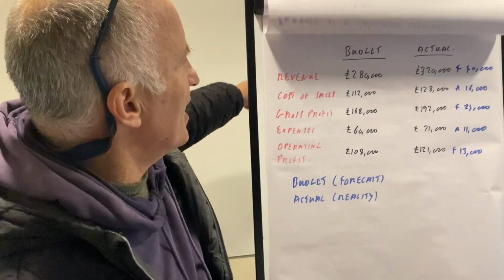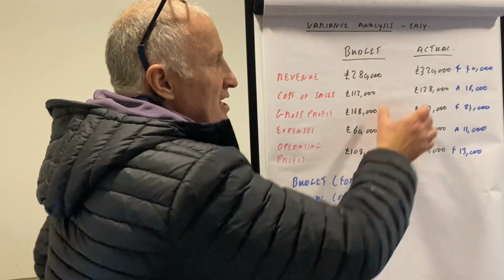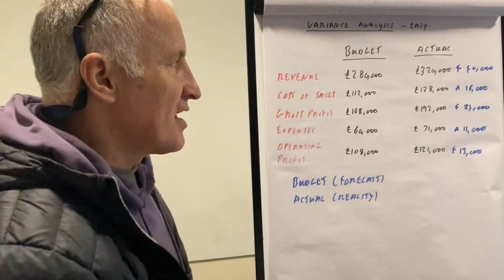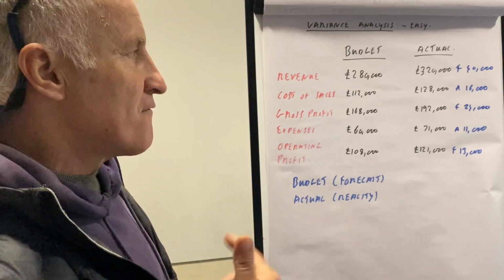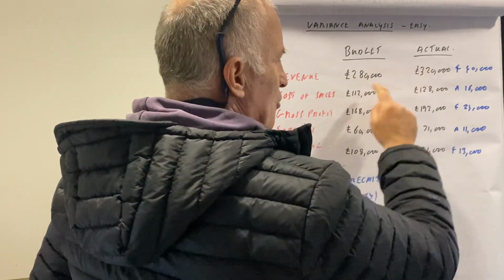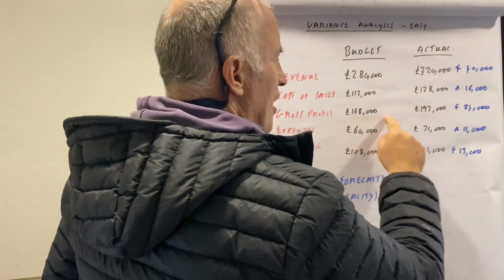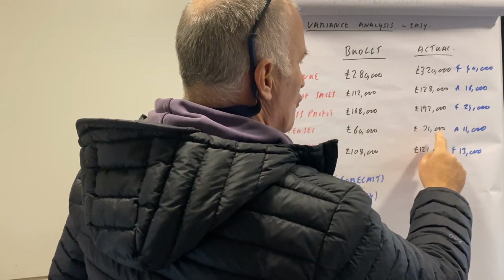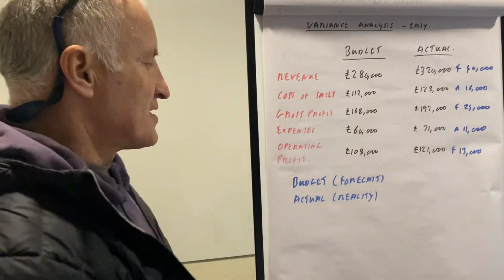We move over to here, and we get variance analysis, dead easy: budget, actual, compare the two figures, favourable or adverse. Adverse when it leads to a decrease in profits, favourable when it leads to an increase in profits. Okay, so the revenue's gone up, that is favourable. Cost of sales has gone up, that's adverse. Gross profit's gone up, that's favourable. Expenses have gone up, that is adverse, but overall the profit's gone up, so that is favourable.